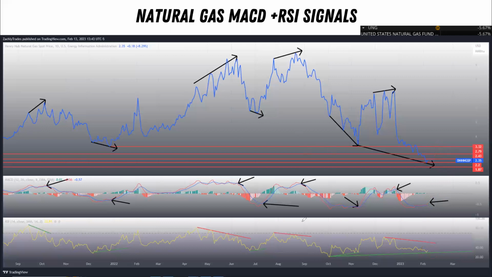But time and time again, these bearish divergences combined with a sell signal, or a bullish divergence combined with an entry signal, they've been working pretty well. And it's just interesting to see what's going on now.